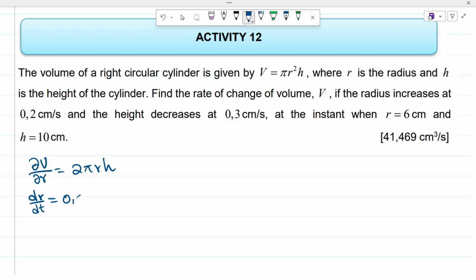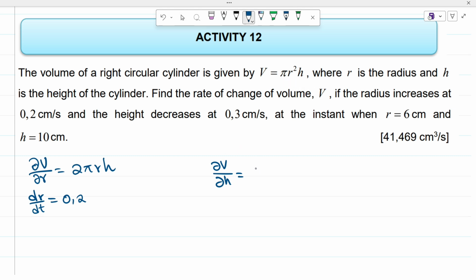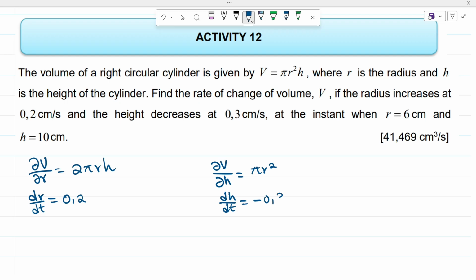It increases at 0.2, right? And now let's find out about our partial derivative of v with respect to h. This is going to be equivalent to how much? We're differentiating this equation with respect to h, meaning that r is a constant as well as pi. So we're just going to get pi r squared. And then our rate, dh/dt, is equivalent to what? They told us that h decreases at 0.3, so negative 0.3 is our rate for h.